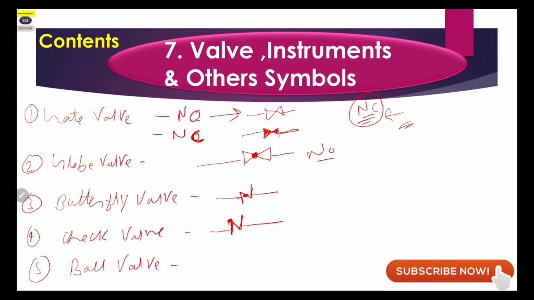Now the most important one is the rotary valve. The simple meaning: one valve is here and another valve is here. It is a circle. So when we see it in a big view, this is the valve.